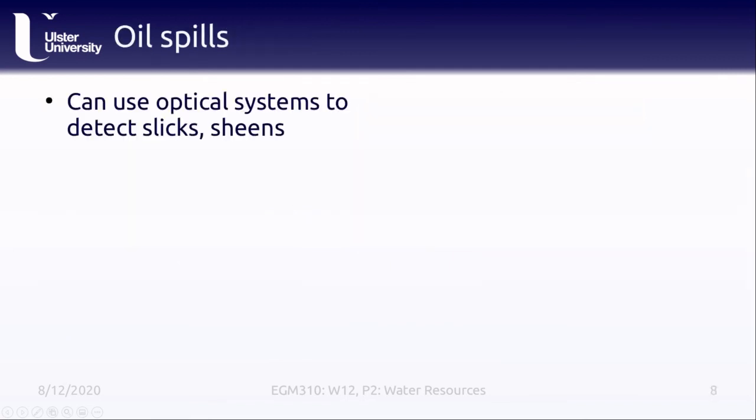Another useful application of remote sensing data is detecting and monitoring oil spills. Optical systems can help detect thin films of oil on the water, also known as sheens, as well as thicker layers of oil known as slicks. Typically, the best results are found using wavelengths between 300 and 450 nanometers, which are not always detected by optical systems. The more recent Landsat and Sentinel-2 instruments detect in these wavelengths, but earlier instruments did not.